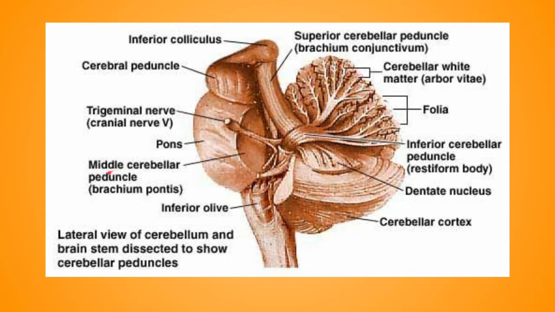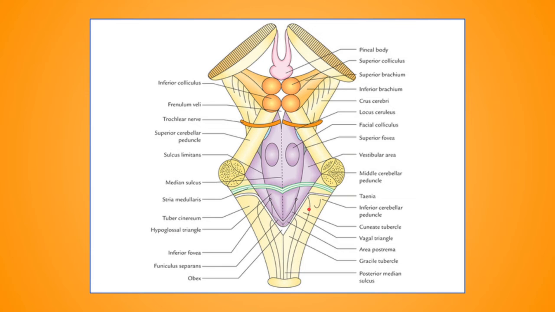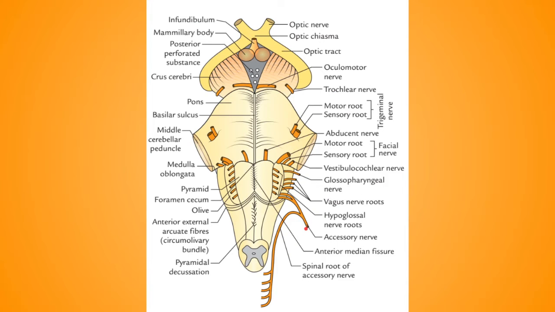The middle one is basically present in the pons, and the inferior is basically present in the medulla oblongata. So the posterolateral sulcus is present between the olives and the inferior cerebellar peduncle. And along this posterolateral sulcus merge the rootlets of three nerves: the glossopharyngeal nerve, vagus nerve and the accessory nerve.